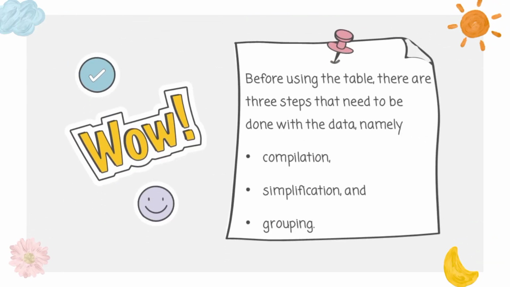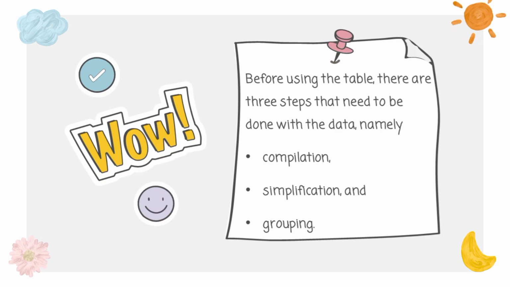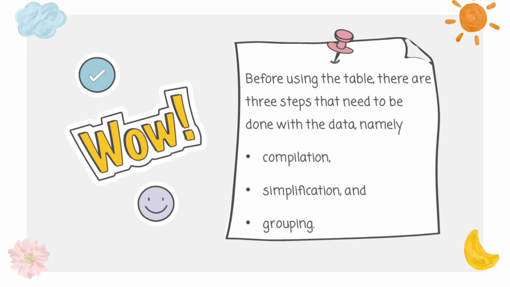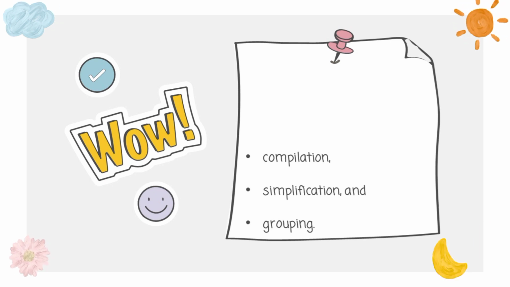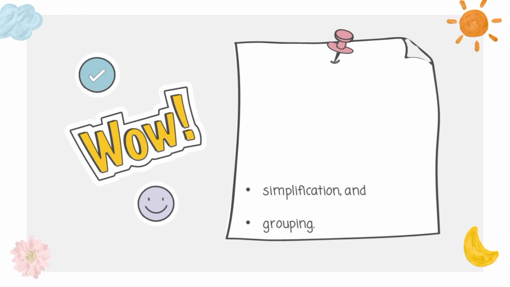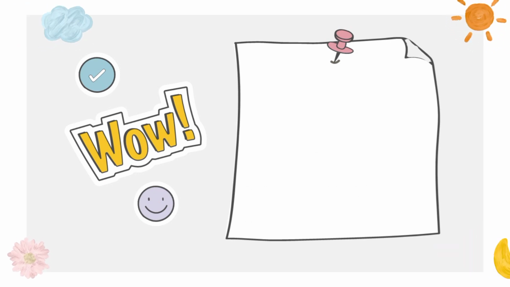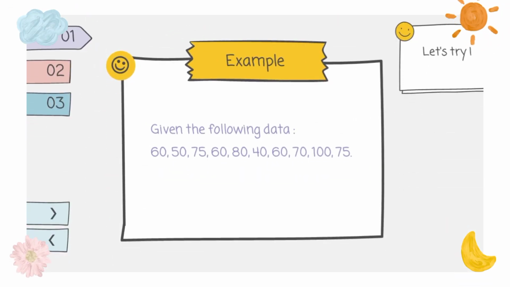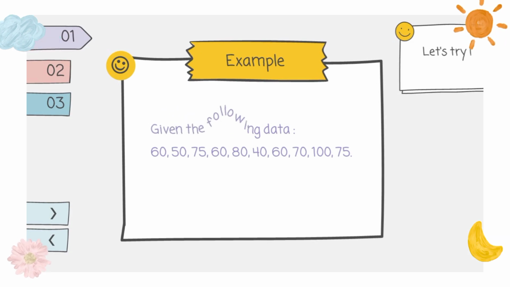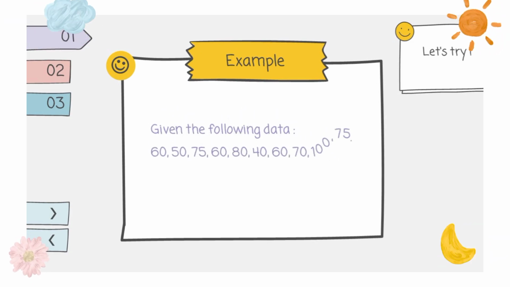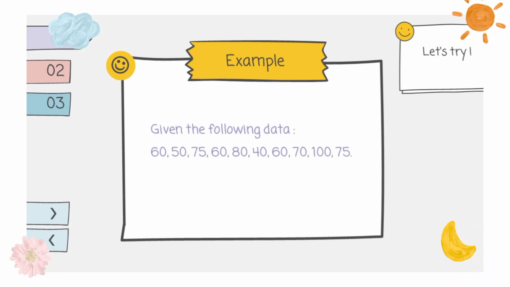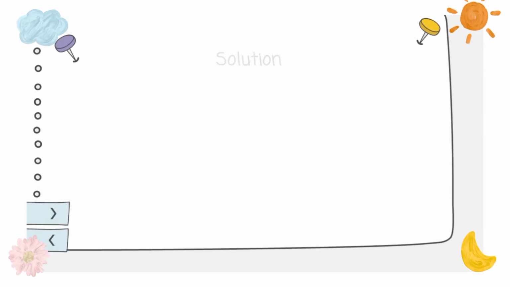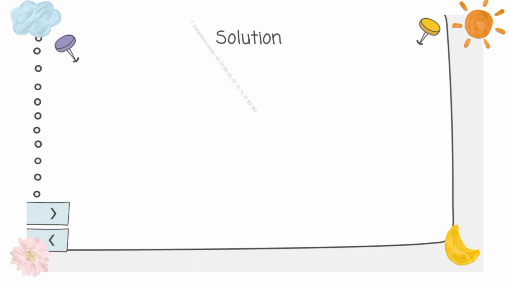Okay, before using the table, there are three steps that need to be done with the data, namely, first, compilation, second, simplification, and the last, grouping. Okay, now there's an example. Please see this example. Here, there is data that is not short, so let's try it.